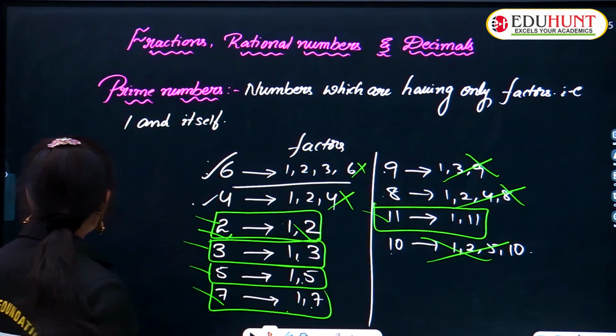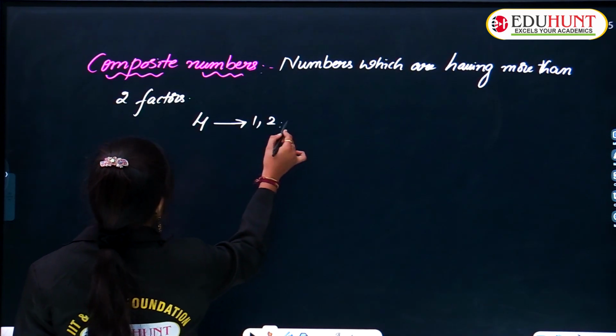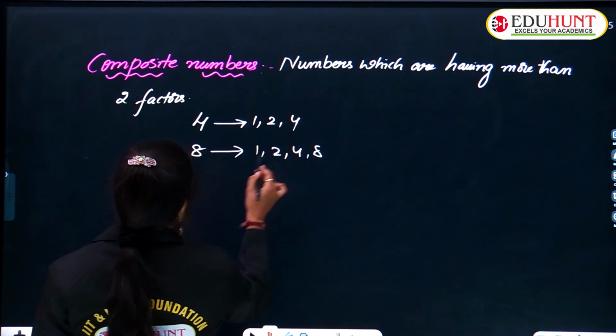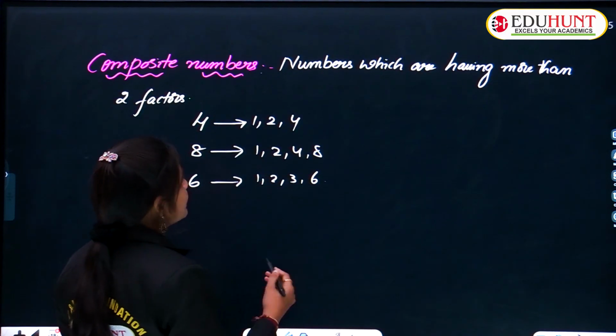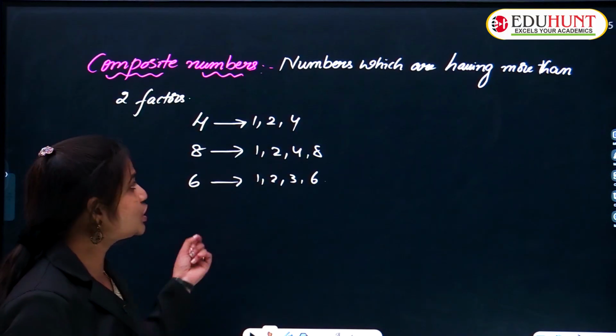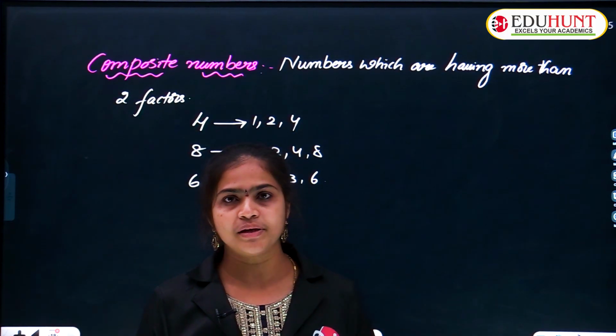Understood? Now here, say that 4, 1, 2, 4, 8, 1, 2, 4, 8, 6, 1, 2, 3, 6. Okay, all these numbers are composite numbers. And here, which number is not a composite number and which number is not a prime number?